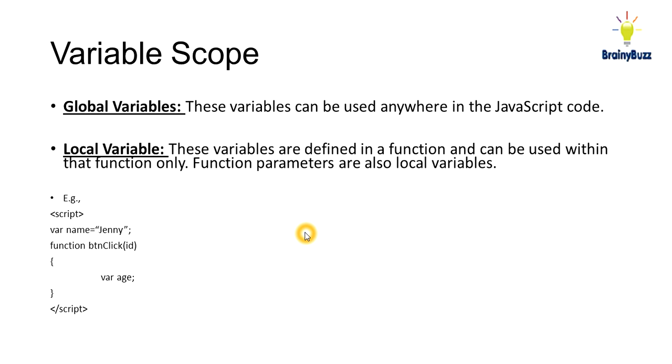Another thing we have is the variable scope. Variable scope means at what places you can use the variables. It will be more clear to you when you go for functions, but till now you can see that global variables are the variables that can be used anywhere in the JavaScript code, but local variables are defined in a function and can be used within that function only. This we'll cover in the function section.